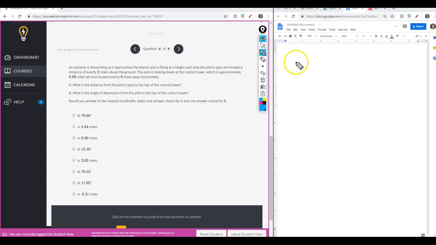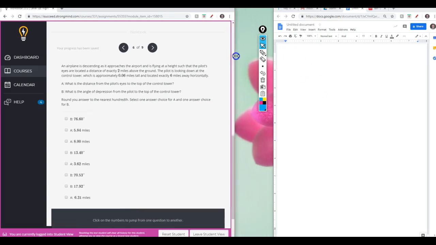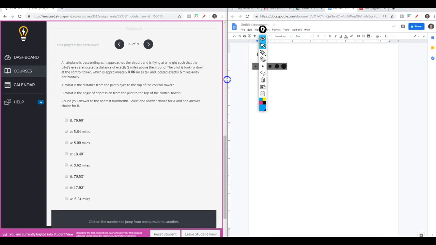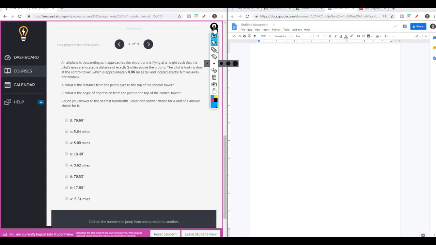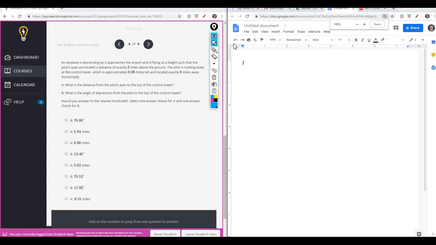Okay, I'm actually going to shrink this and make this one bigger so that we can draw on it. Alright, so we have an airplane and it's descending as it approaches the airport and is flying at a height such that the pilot's eye, so this is the eye of the pilot, is located 2 miles above the ground. So that's 2 miles.